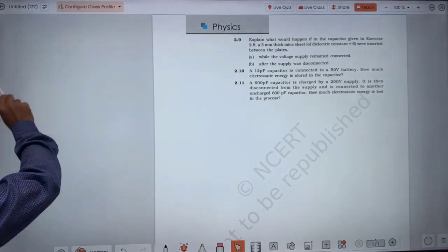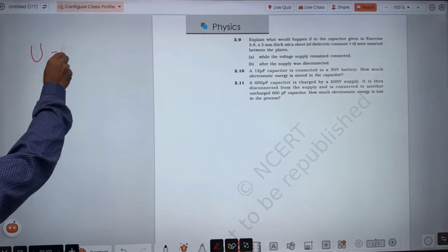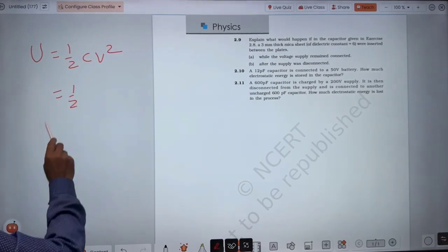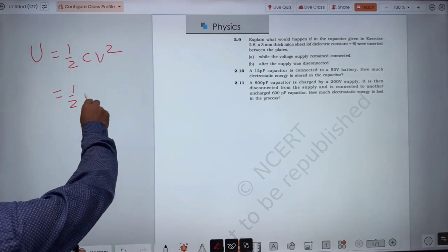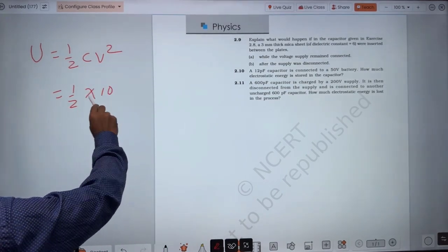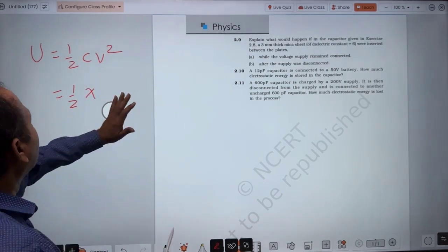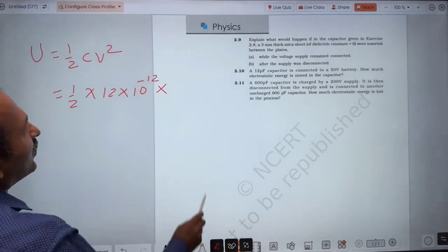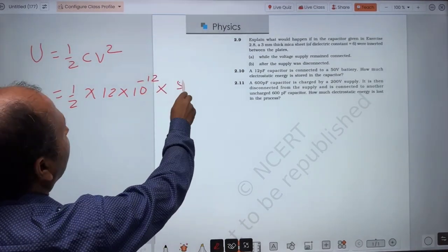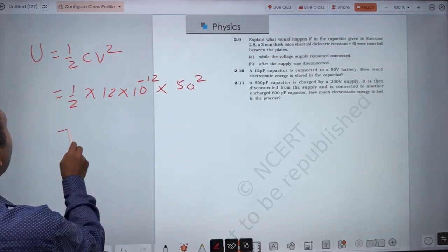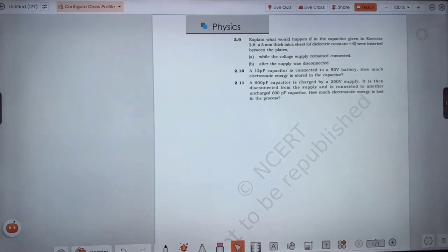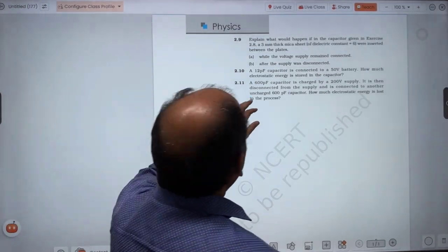Now, last question. It says a 600 picofarad capacitor is charged by a 200 volt supply. It is then disconnected from the supply and is connected to another uncharged 600 picofarad capacitor. How much electrostatic energy is lost in the process? Before solving this question, I am going to tell you one concept. Then it will become easier, and sometimes that concept is also asked. So it will be better for you to know about it.